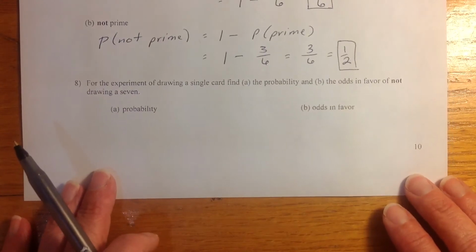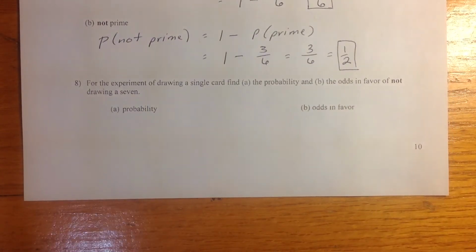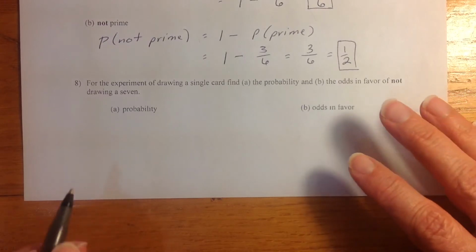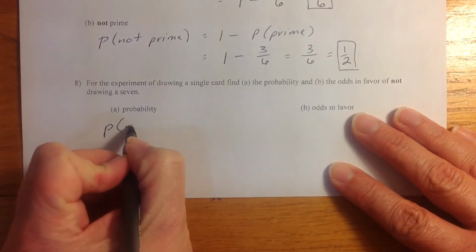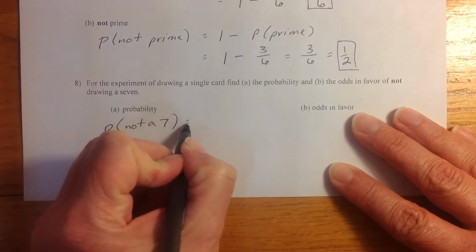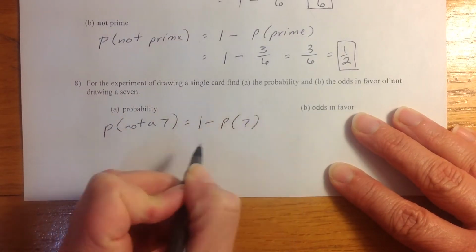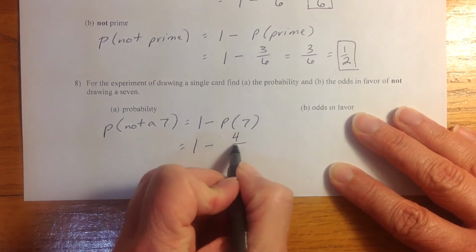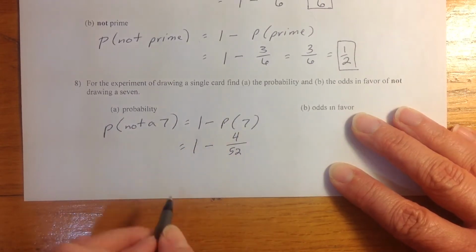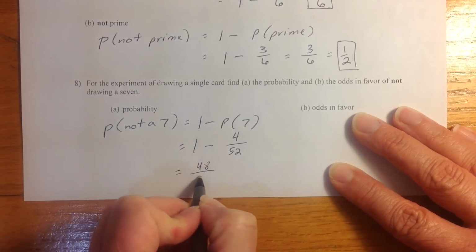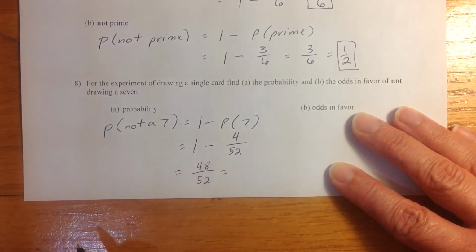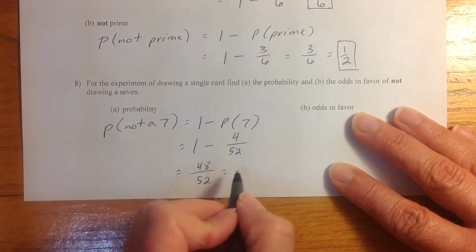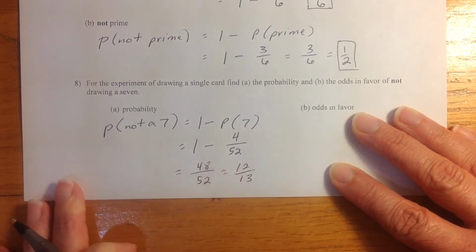All right. Now let's say the experiment that we're going to run is drawing a single card. Find the probability and the odds in favor of not drawing a 7. Well, if we want to figure out the probability of not a 7, we could do 1 minus the probability that we get a 7. Well, how many 7s are in the deck? There are 4 out of 52. So that leaves us 48 out of 52. Remember, fractions should be reduced. We'll divide each by 4 and get 12/13.